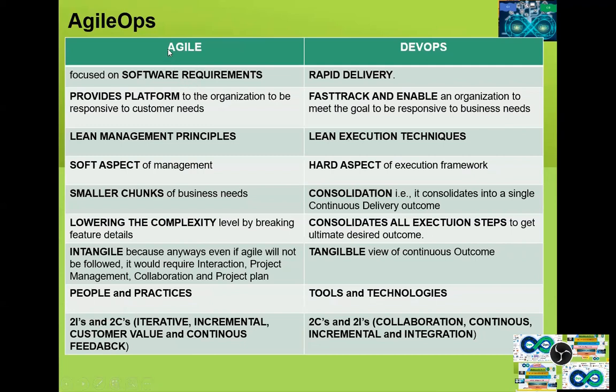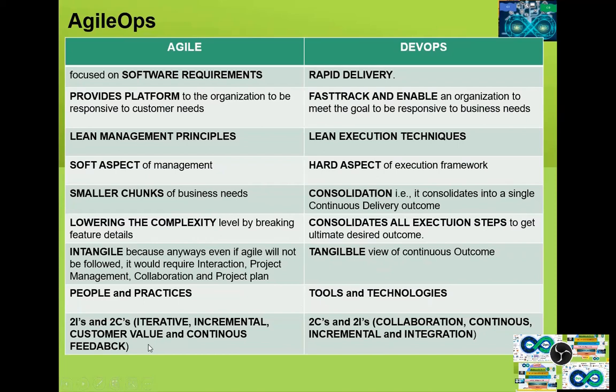This focuses on two different things, for you to get an idea. Agile is totally about sprints and project management. So it's focused on requirements, but this is delivery, DevOps. You can see the soft aspect of management and the hard aspect of the framework, because it's about automation. The smaller chunks of business are consolidated into a continuous delivery outcome, lowering the complexity of breaking down feature details and consolidating all execution steps to get the ultimate desired outcome. A tangible view, yes, we have the deliverable. People and practices, tools and technologies, because it's all about automation.